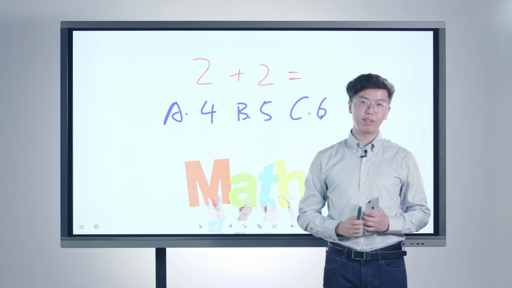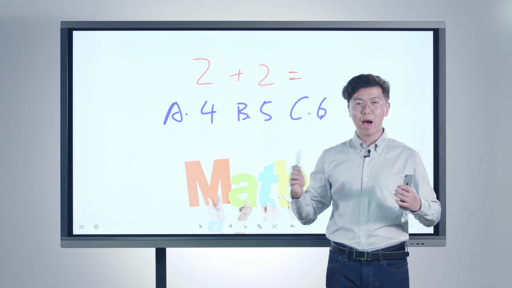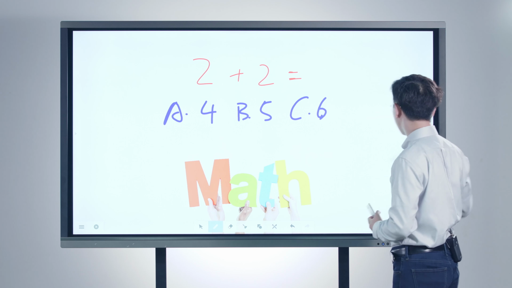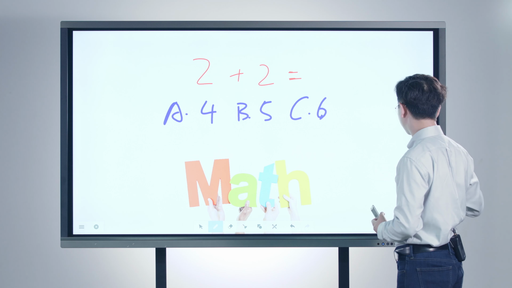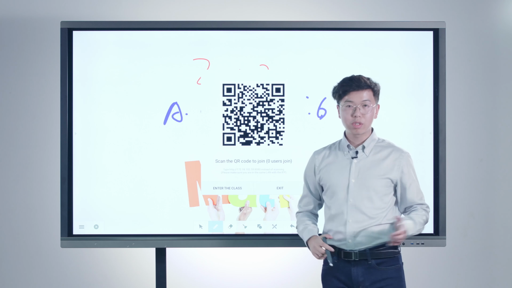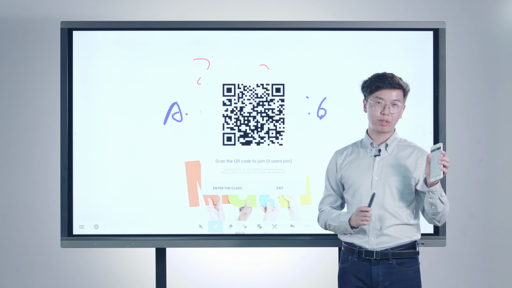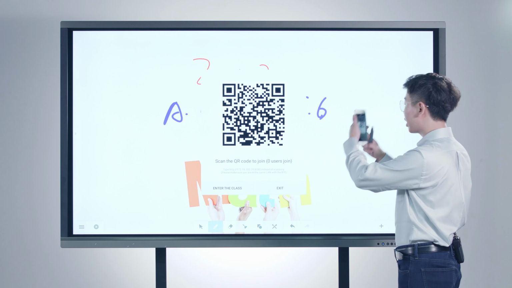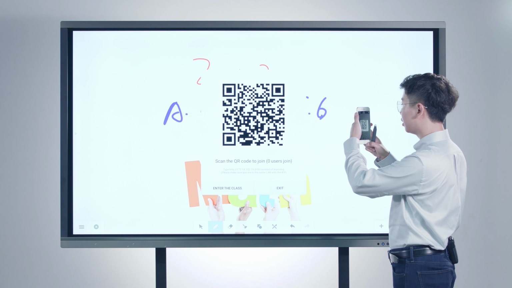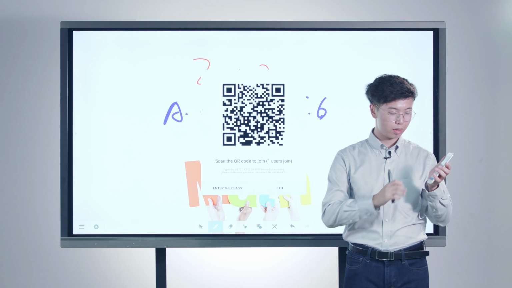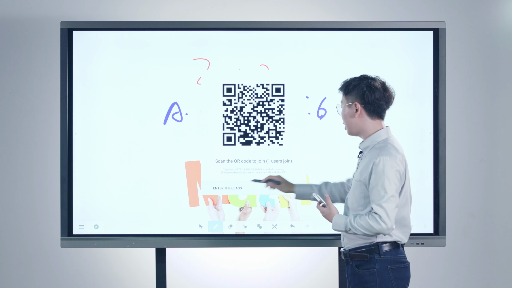Besides the basic writing function, we keep thinking how to better engage the students in the class. That's why we developed the Air Class. Just make sure the students' mobile devices and the big panel are connected to the same network. Use the camera to scan the QR code and input the student's name. In this way, we can enter the class.